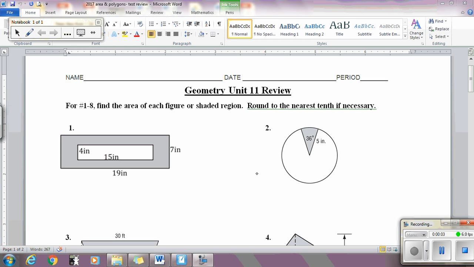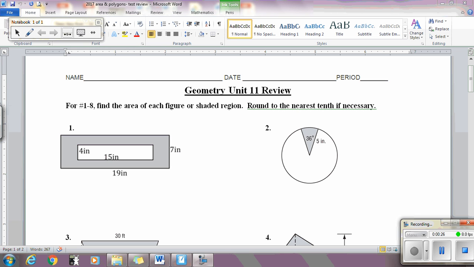Alrighty, this is your Unit 11 review over polygons and area. For 1 through 8, they want us to find the area of each figure or shaded region and round to the nearest tenth when necessary. For number 1, I noticed that I have a small rectangle embedded within a larger rectangle.